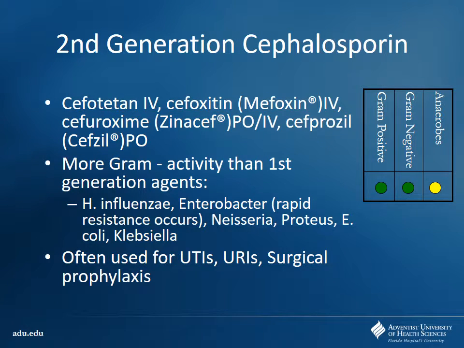The next generation will be our second generation agents. This is going to be including things like cefoxitin, cefotetan, cefuroxime, cefprozil. Again, more gram-negative coverage than your first generation agents. Start to see more H-flu coverage, more Enterobacter coverage. Sometimes you'll get some pretty rapid resistance to that though, but certainly things like Neisseria, Proteus start to get covered.